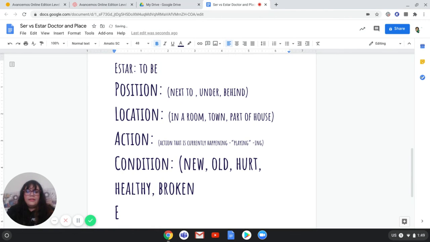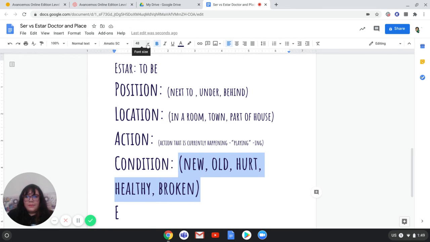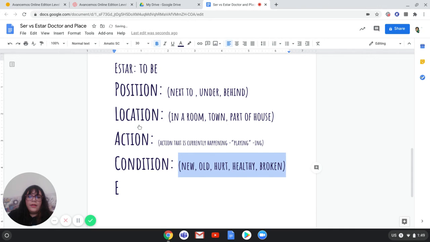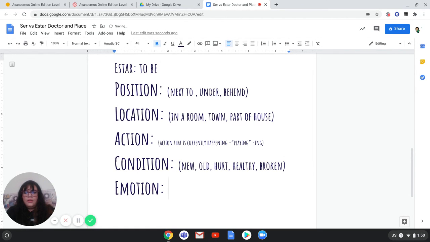So things that give you a description technically of a physical aspect of something, or a person, because you could have a broken, healthy, hurt blank for a person too. Emotion is more just like straight feelings. So that's actual feeling. So sad.